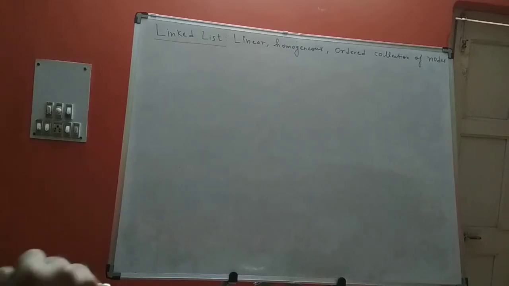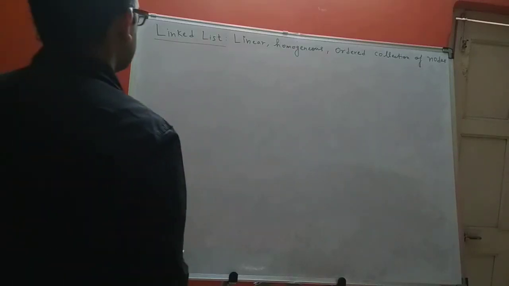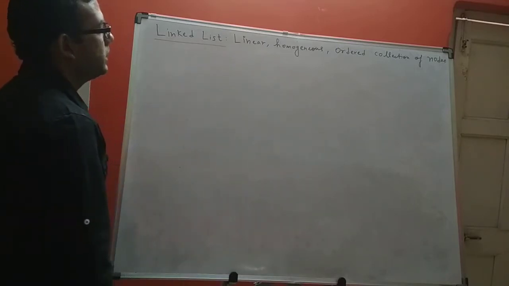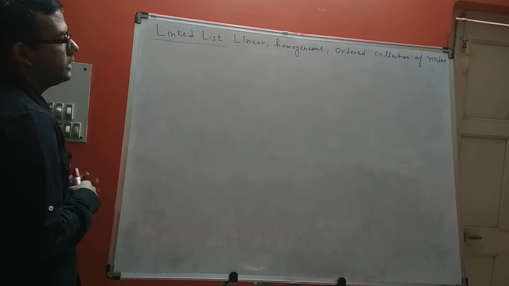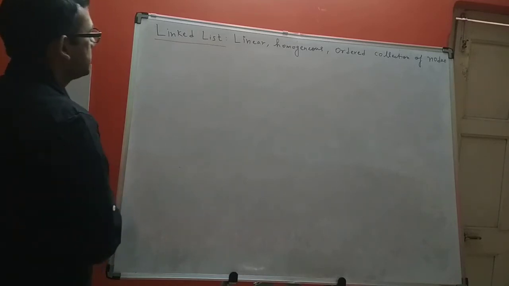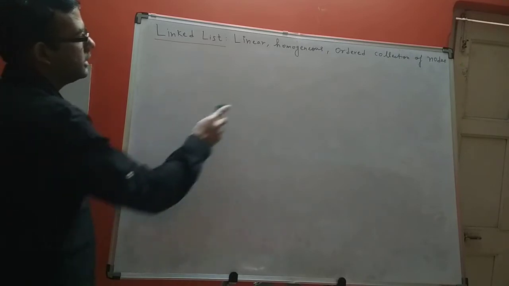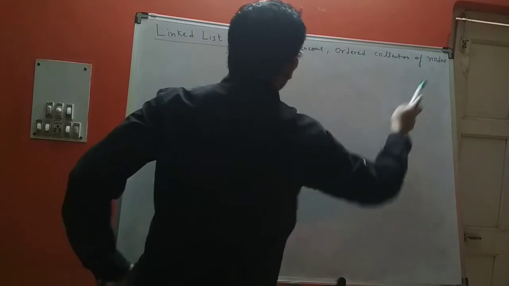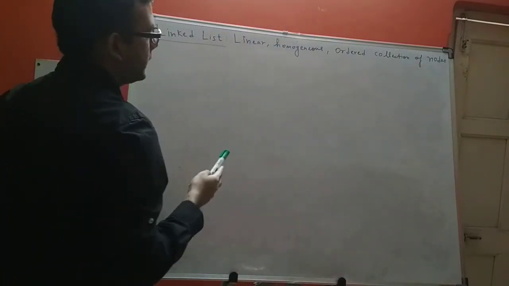Okay, in this video, we will be discussing linked lists. So here I've written the formal definition of a linked list. Let's try to understand each of these terms given here. A linked list is a linear, homogeneous, ordered collection of nodes. Now each of these terms is very important.